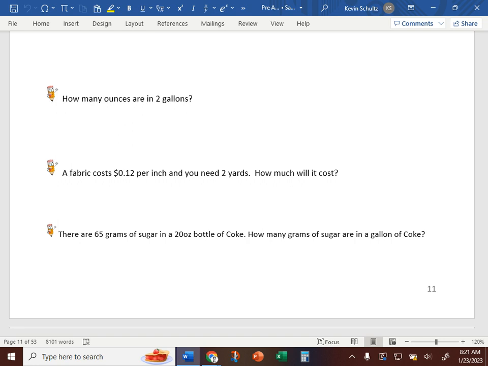Okay, those of you that are all crafty, when you go to Joann's or Michael's or whatever, right? They charge you usually by the yard for large projects, but for our purposes here, 12 cents per inch. You need 2 yards. How much will it cost? And finally, there are 65 grams of sugar in a 20-ounce bottle of Coke. How many grams of sugar are in a gallon of Coke? Okay. I don't know about Pepsi. I chose Coke. I don't know.